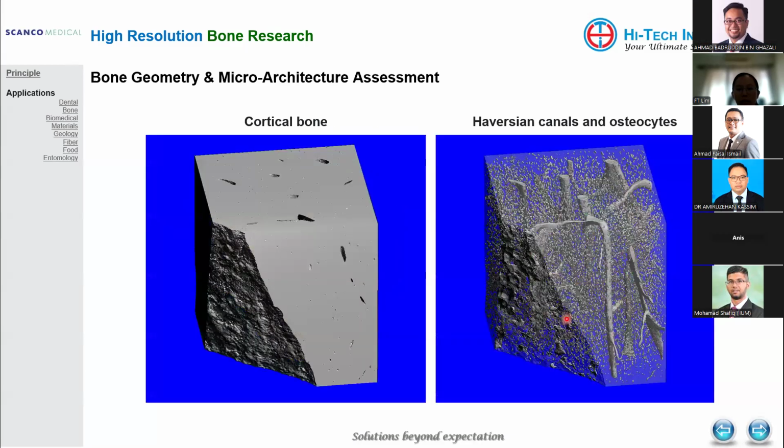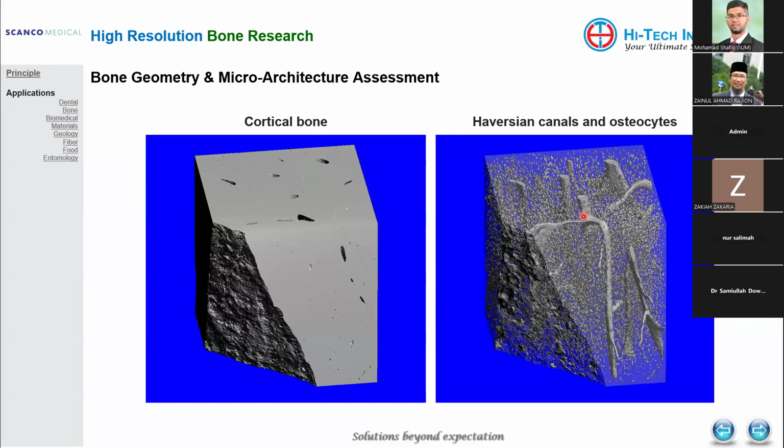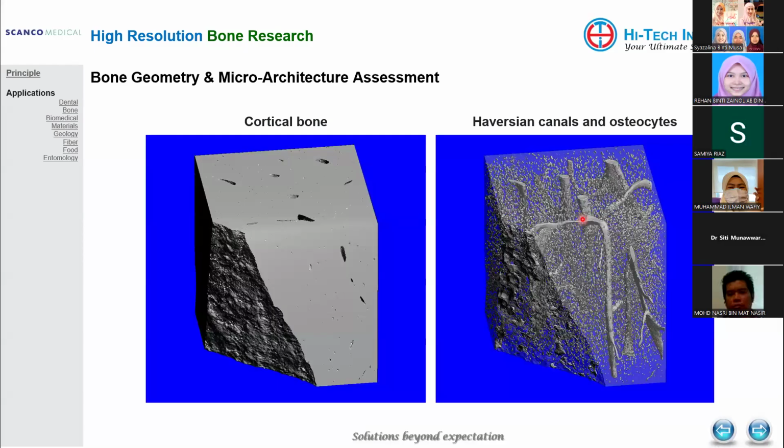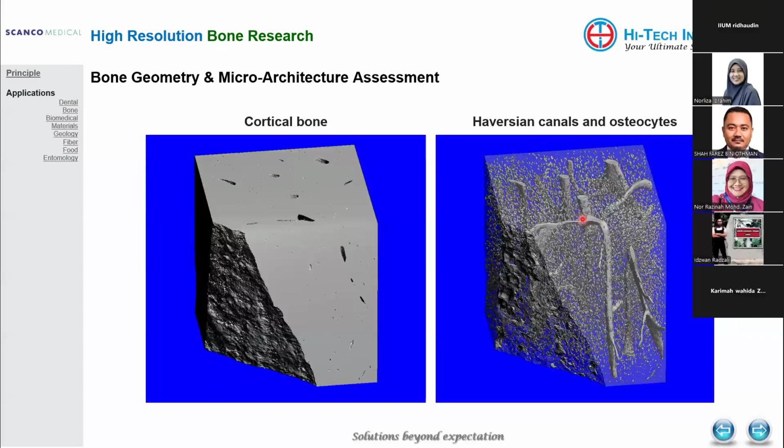So if you look at the next example here, this is also another cortical bone, the solid. And this is after inverting the low density into solid. So what you can see here are the Haversian canals, all this networking here. And all these dots here are the osteocytes, which range from about 5 to 10 microns. From here, we can further analyze, like the volume or the number of the osteocytes, by using the software. So this is how powerful the software is; it can do a lot of analysis.